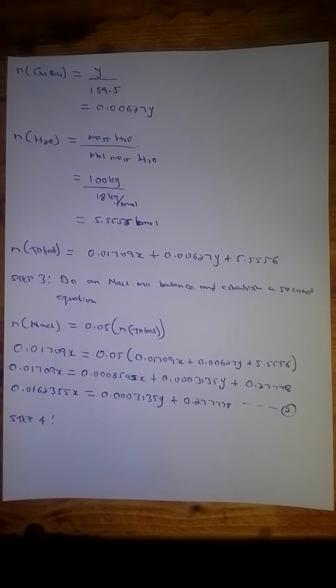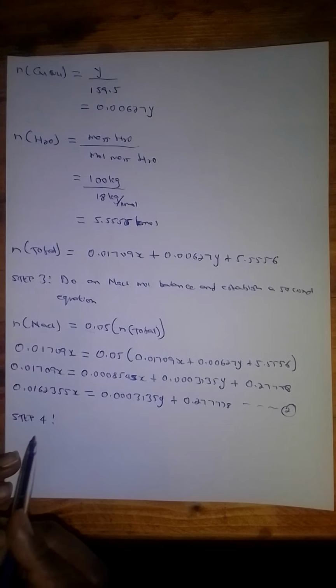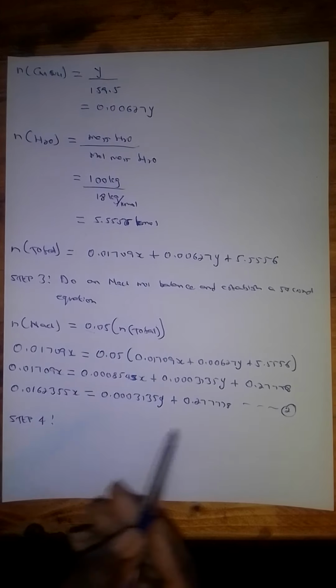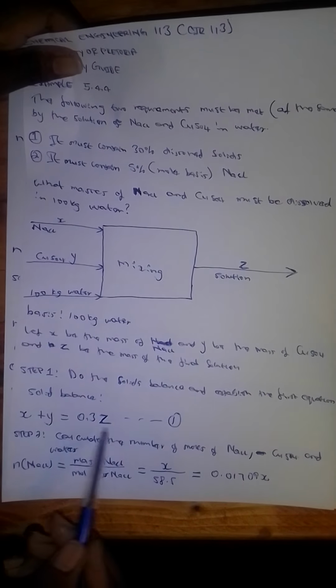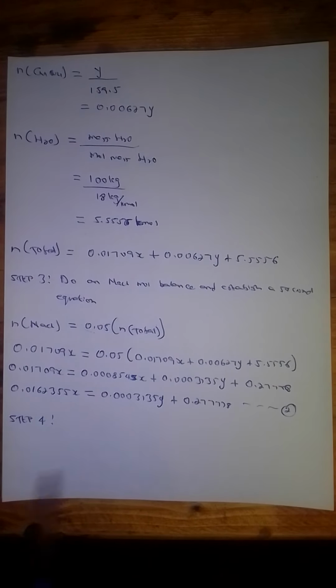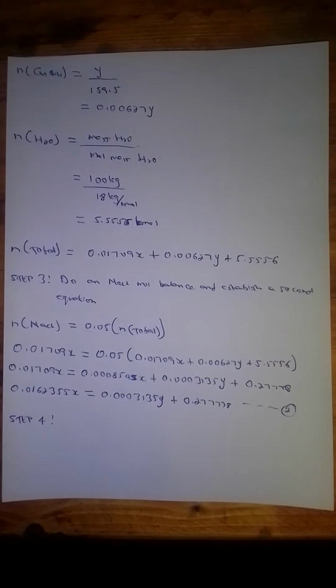So we can now go to our step 4. Remember, with that first equation, we have 2 equations, but we have 3 unknowns: x, y, and z. For us to solve these, we actually need 3 equations because we have 3 unknowns. So we're going to go for a third equation.